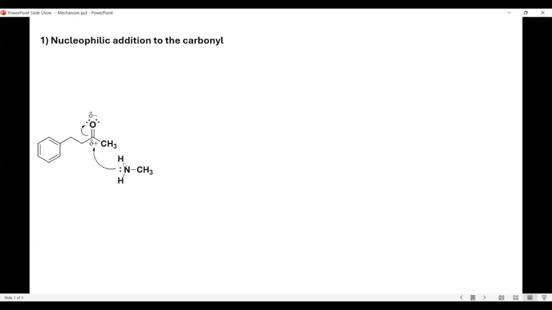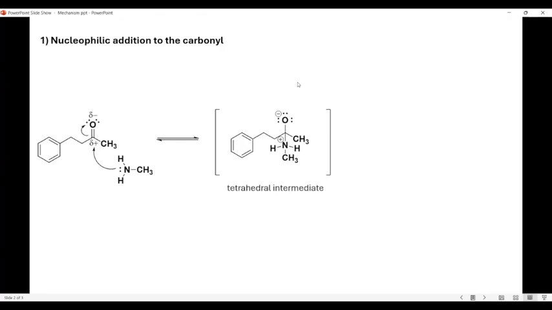So anyhow, the lone pair attacks, electron density is pushed up and another lone pair is delocalized over the oxygen atom. This is an equilibrium process, and this results in a formal negative charge on the oxygen and a formal positive charge on the nitrogen. This is the tetrahedral intermediate that I'm assuming some of you have seen up to this point.